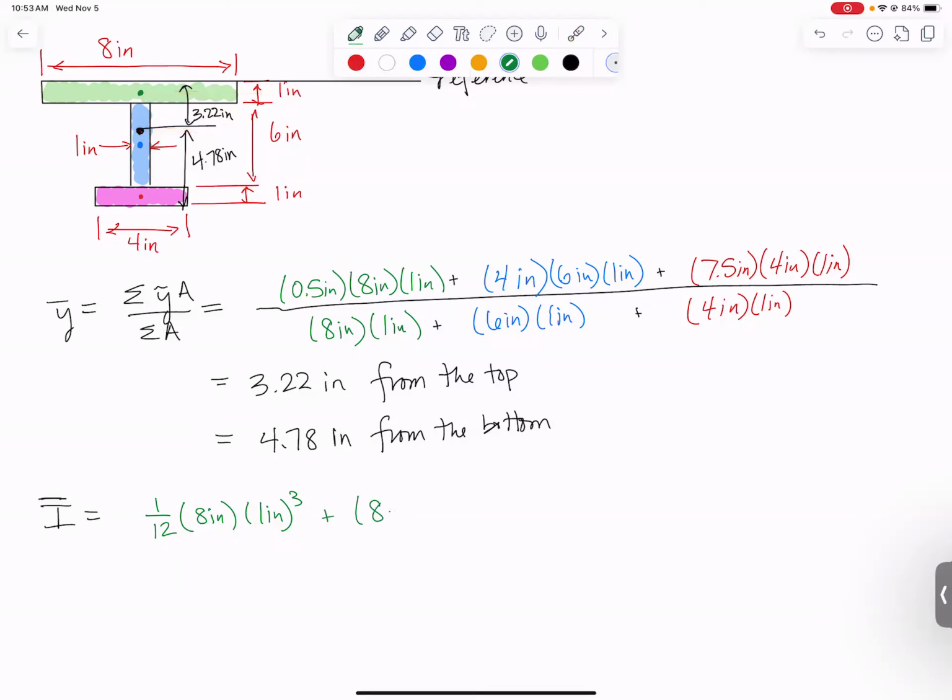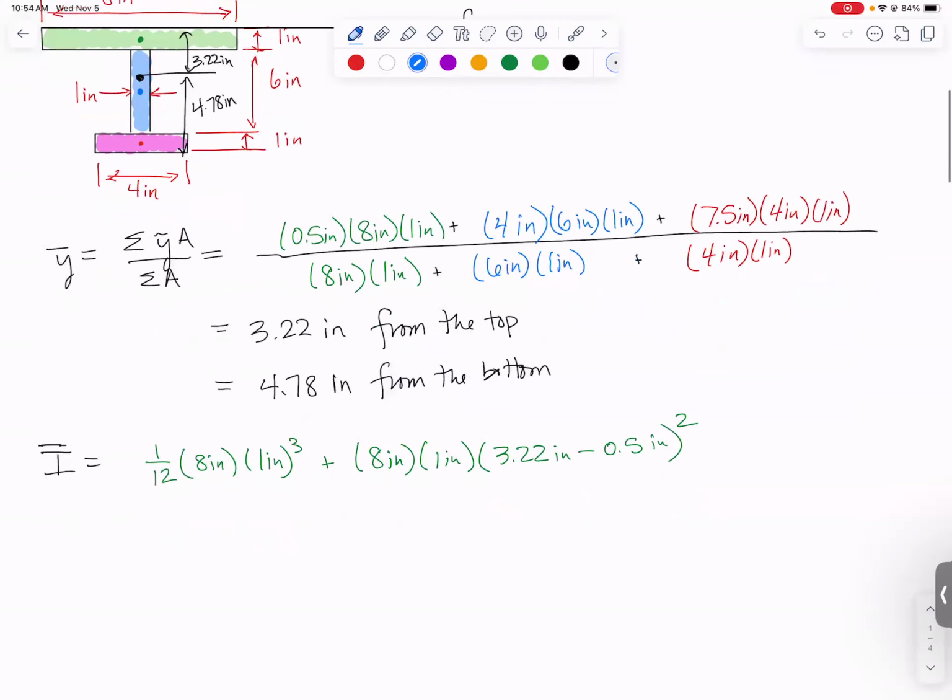So let's add to it the area, 8 inches times 1 inch, and that distance would be, the easy way to find this distance is grab the y bar value you just found and subtract from it the y tilde value used in your equation. 3.22 inches minus 0.5 inches, and then that number has to get squared so that the units work out. This is the distance from the reference line to the centroid of the whole shape. This is the distance from the reference line to the centroid of the green shape. So if we subtract them, we will get this nice little distance between the two centroids, which is what we need. Let's move on to the blue rectangle.